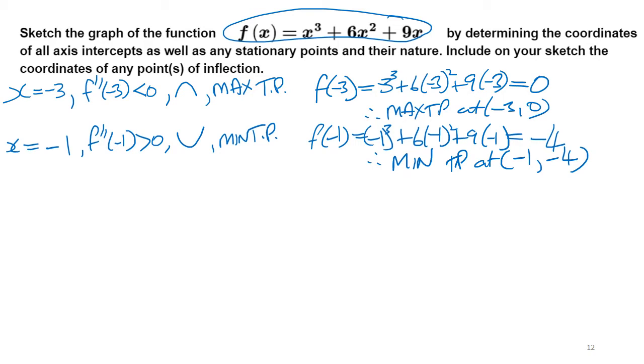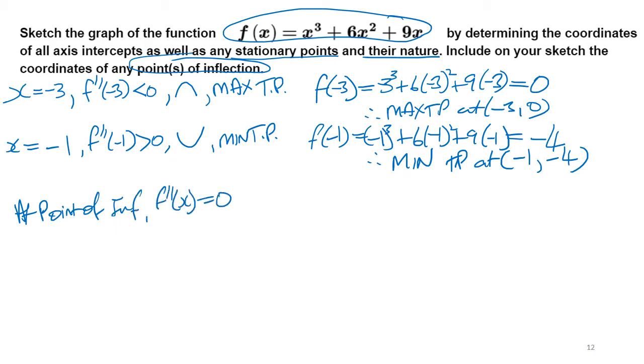Alright, so we have done this bit of the question now, stationary points and their nature. The question also asks for points of inflection. How would we be able to find the point of inflection? Well, remember, at a point of inflection, the second derivative equals 0.